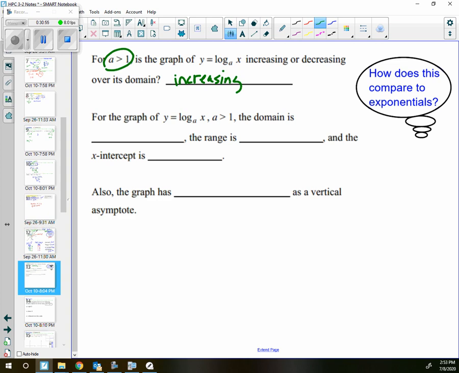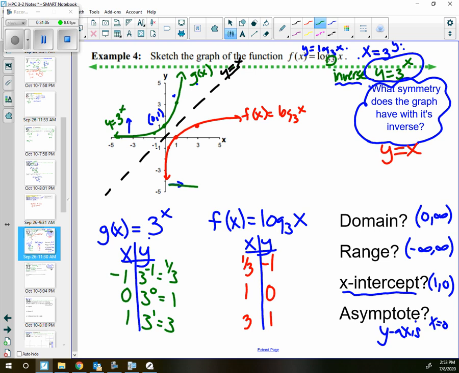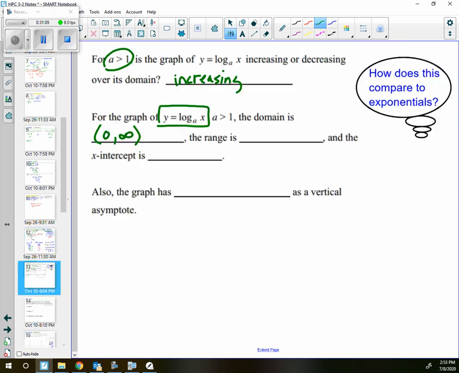For this graph, log base a of x, where again the a has to be greater than 1, what was the domain? Well, it was only positive numbers. There was nothing to the left of the y-axis. We only had values going this direction. This red graph is only in quadrants 1 and 4. So it's only positive, so 0 to infinity. The range went everywhere, so negative infinity to infinity. Remember, it's the exact switch of what it was for exponentials.